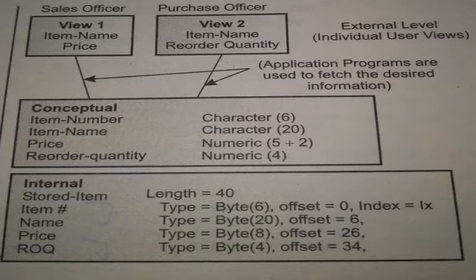So it can vary, like the salesperson just needs the item name and price, and the purchase officer just needs the item name and the reorder quantity. So accordingly it will fetch that data. Now this is the conceptual part where all the working has been done. Now we come to the internal part. In the internal part, you can see the stored item name, price, ROQ, basically reorder quantity. They tell what is the length of each item, what is the type, how many bytes they are storing. Basically it involves the storage part.